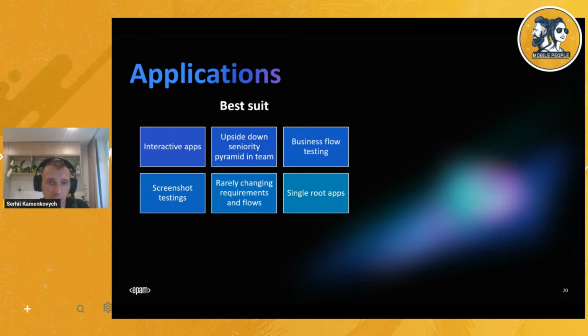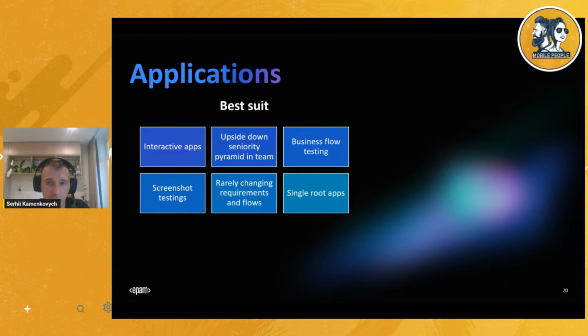Next one is single root apps. So it's the easiest case. It doesn't mean that you can't have many roots, but since you have a single root store and reducer, it might be problematic to have several entry points, especially if they can interconnect at some places. Like yeah, it is possible, but it will require more effort to support it.